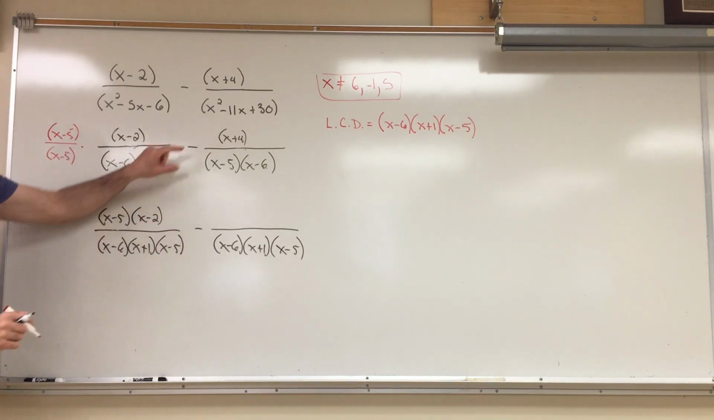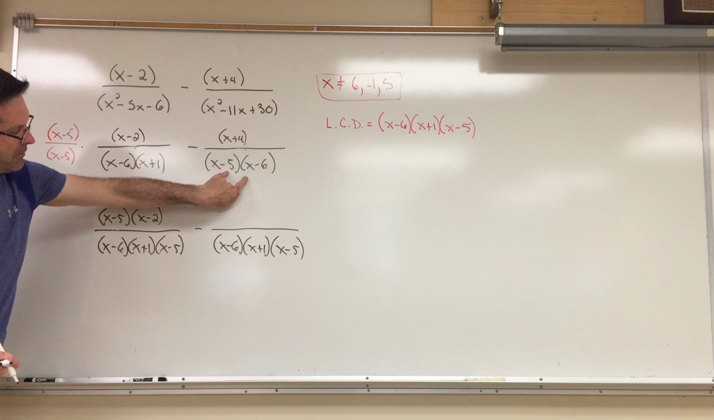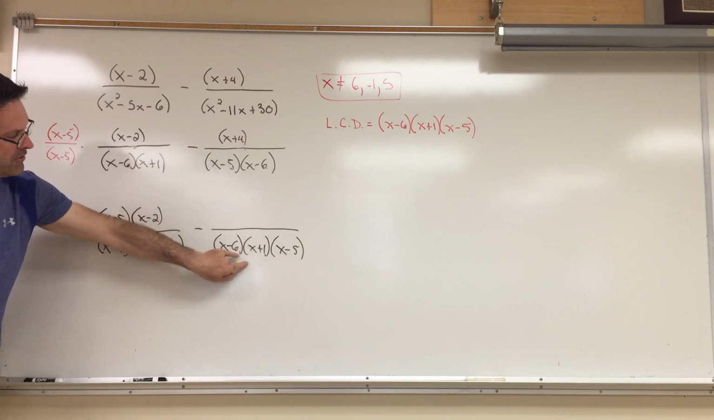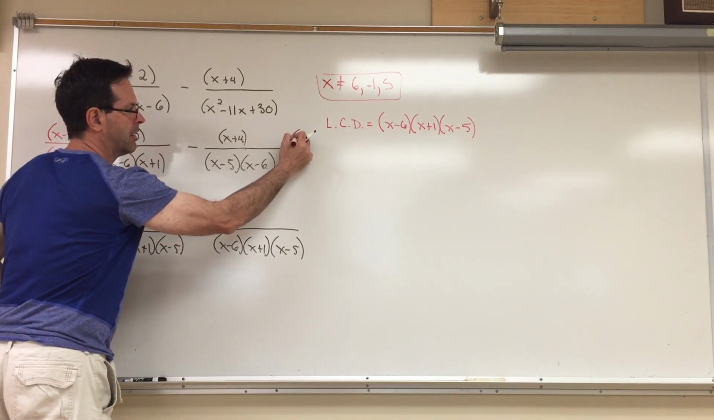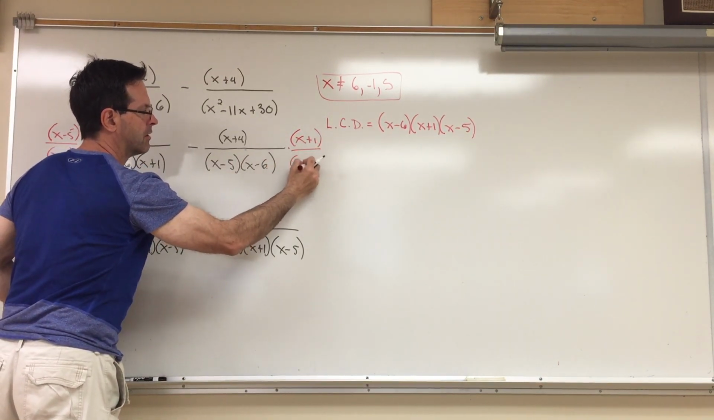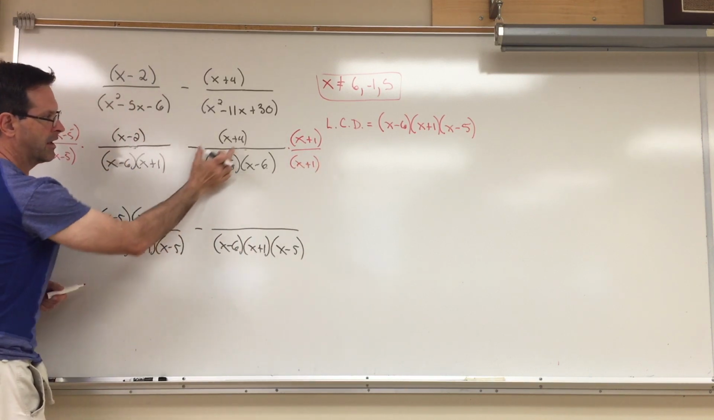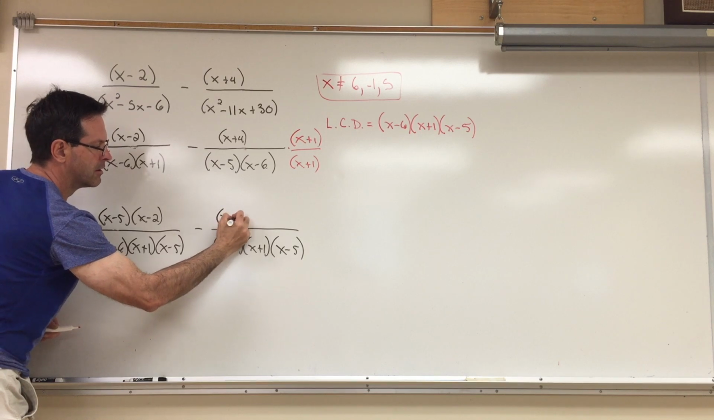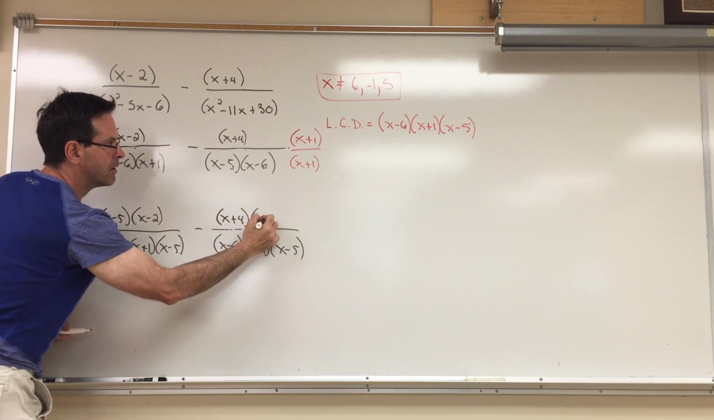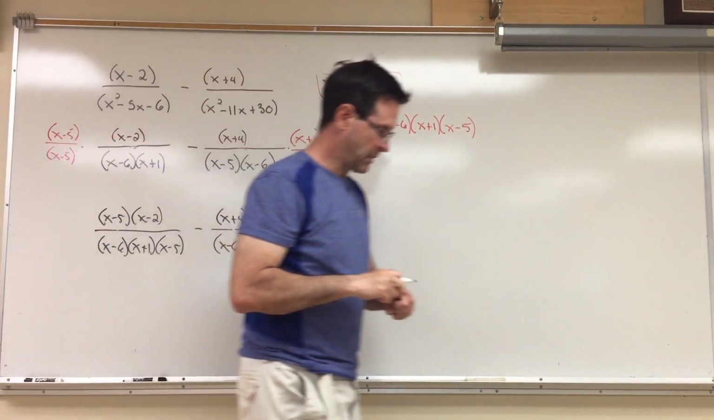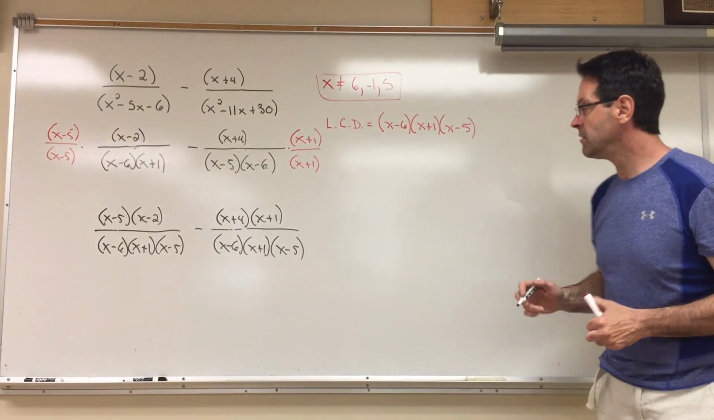And what's missing from this denominator that we have down here? We're missing the x plus 1. It's not here, but it's here. So we can multiply top and bottom by x plus 1. And we end up with x plus 4 times x plus 1 in the numerator. Let's see how large this is getting.